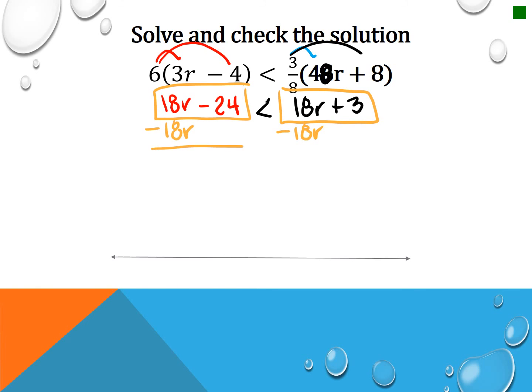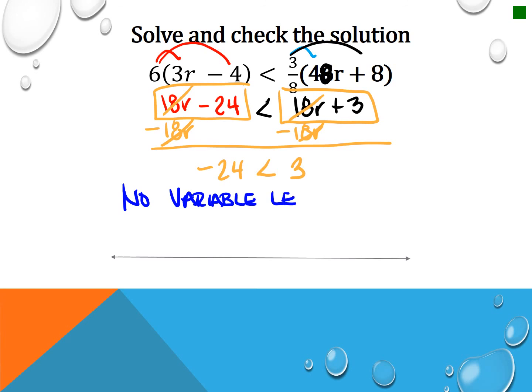Oh my gosh, look what happens. Oh, I see why they didn't care. I have negative 24 is less than 3. Do you see that there is no variable? Write this example down. There is no variable left. That means I have either no solution, okay? My answer is going to be no solution if what I have is false.